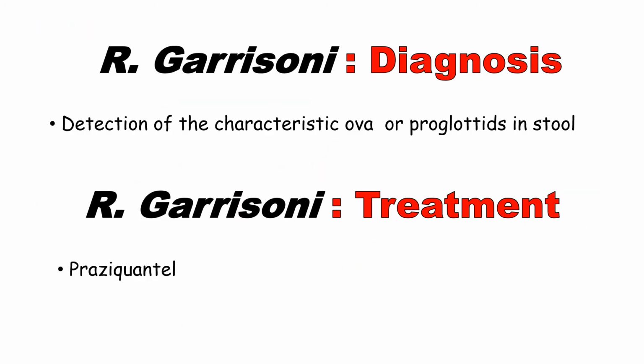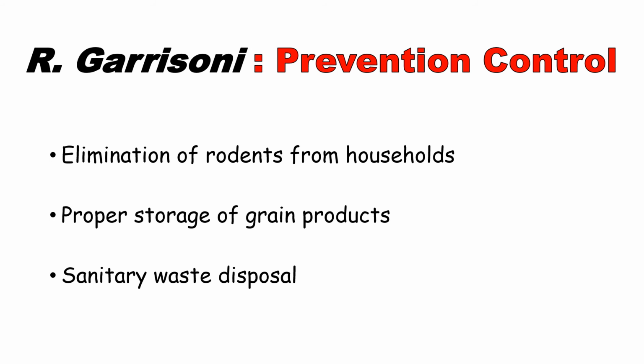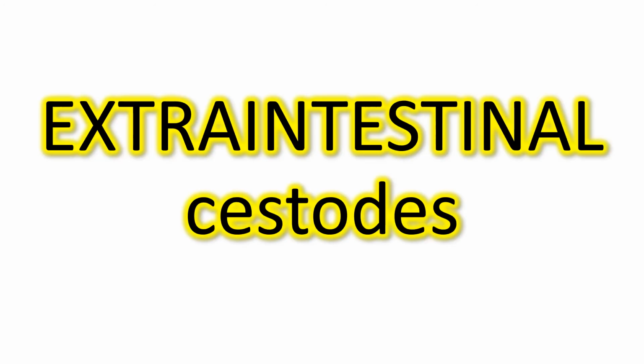So for diagnosis, detection of the characteristic ova or proglottids in stool, and treatment is praziquantel. For garrisoni, prevention and control, of course, include elimination of rodents, proper storage of grain products, and sanitary waste disposal. So now let's move on to extraintestinal cestodes rather.